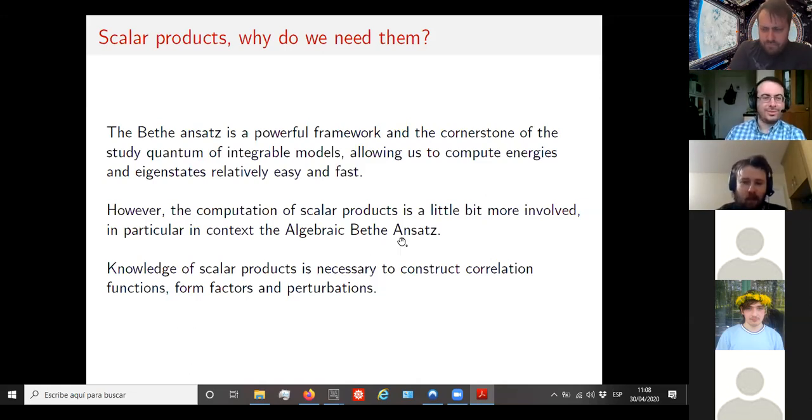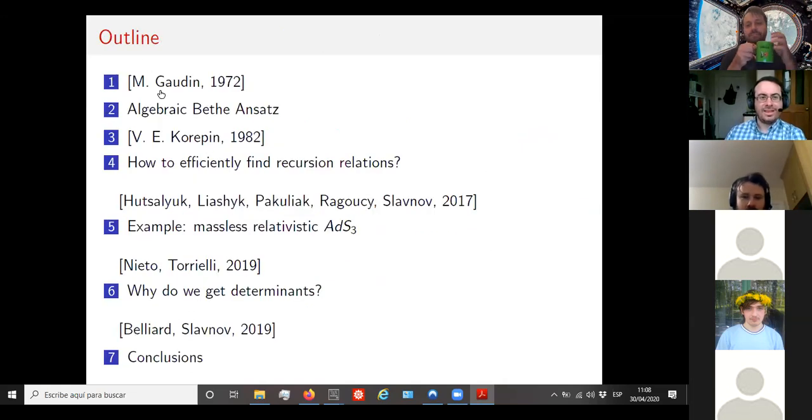But going back to the introduction, I don't have to explain to you the importance of knowing scalar products to compute correlation functions, form factors, et cetera. So I'm going to start from the very beginning, and the very beginning will be the article by Gaudin from 1972, well, the article is a book of 300 pages. Then I'm going to recap a little bit about the algebraic Bethe ansatz. I know everybody here knows about it, but I'm going to refresh the parts I'm going to need.